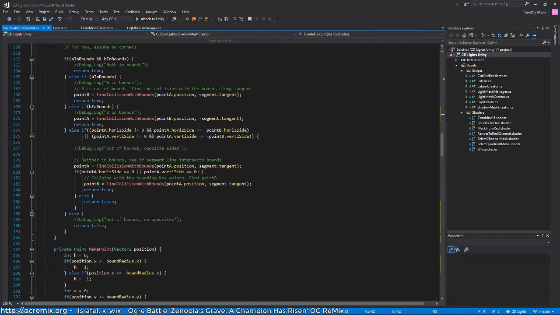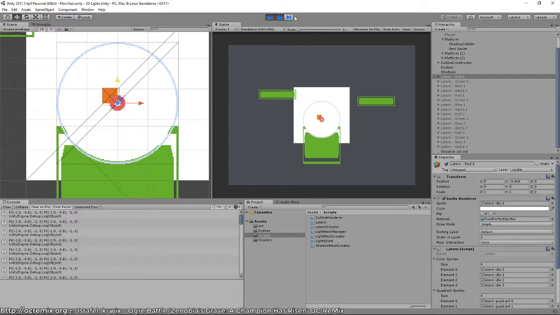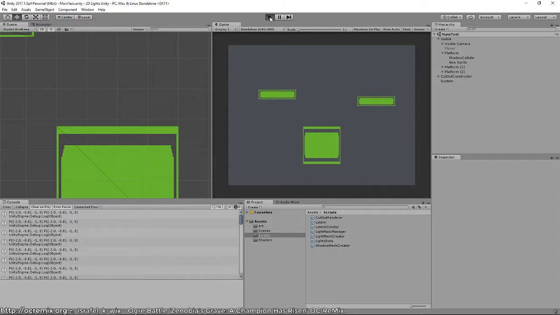So something is happening here. So neither is in bounds. See if the segment line intersects. So it starts at A and then goes to the tangent. Okay, I see the problem now. It's just starting at point A and then trying to move along, but it's just going to return point A again. So I think I should do point B and then do the negative tangent. See if that fixes the problem.